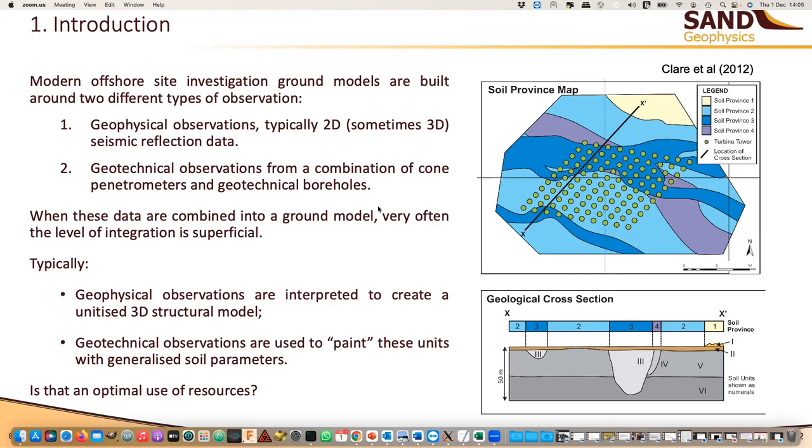Typically, the geophysical observations are still generally only used to interpret and create a unitized 3D structural model. And then the actual ground conditions, the actual soil properties, are then painted across these units using soil parameters derived from the geotechnical observations. So this can either be in terms of generalized soil units, or it can be in terms of gradient-based interpolated soil parameters.